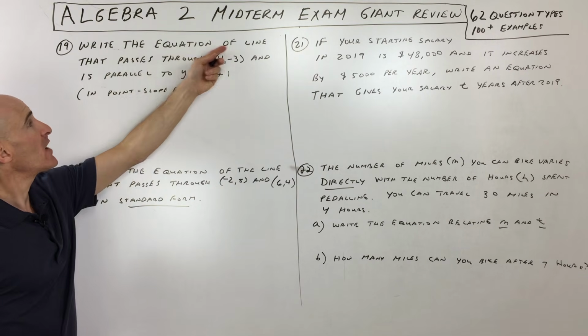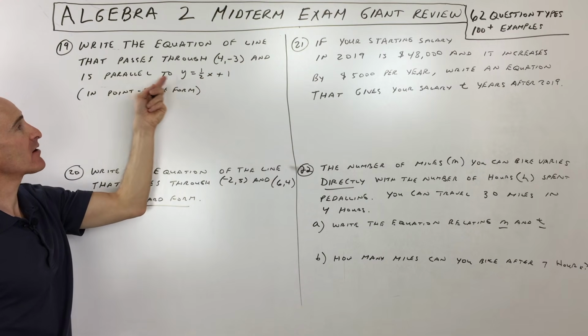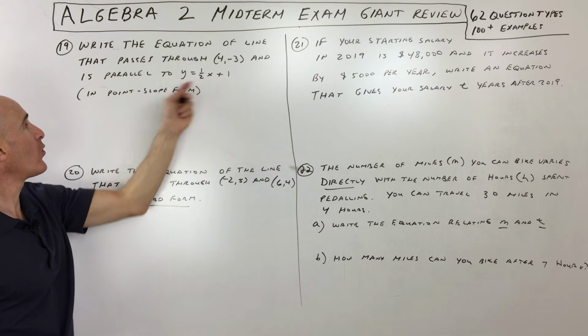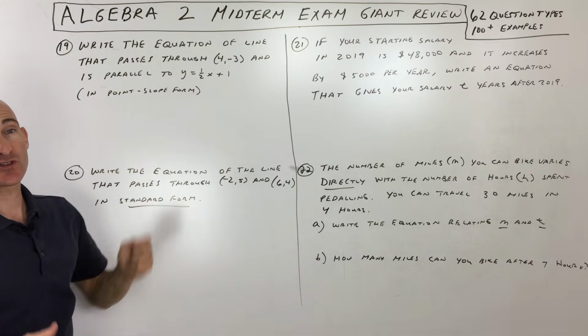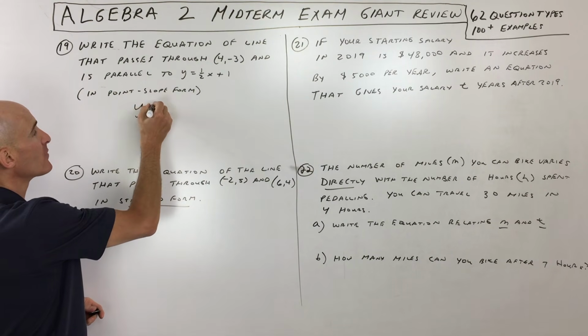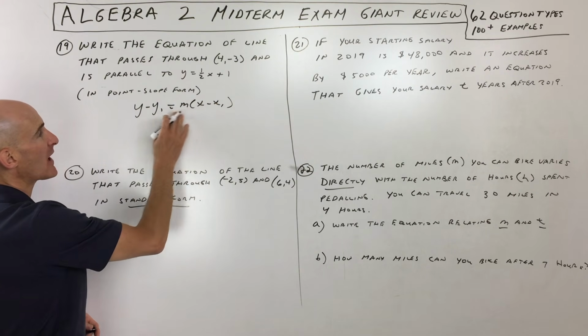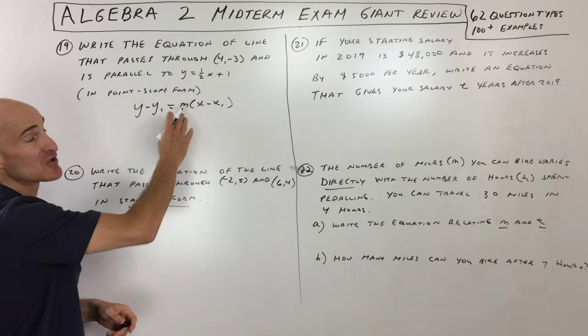Okay, question number 19. It says write the equation of the line that passes through the point (4, negative 3) and is parallel to y equals 1/2 x plus 1 in point slope form. So the last question we did, number 18, was slope intercept form. But remember, point slope form is y minus y1 equals m times x minus x1. Now x1, y1 is your point, m is your slope.